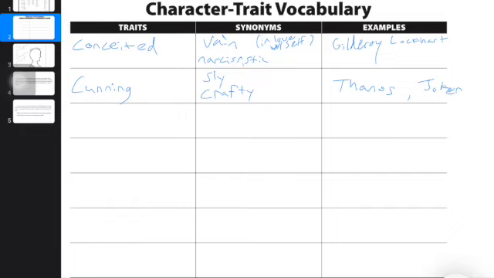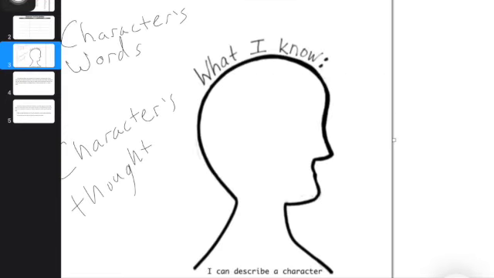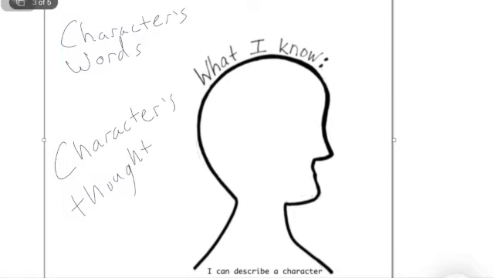Okay? So those are a couple of character traits that we're looking at. And I think this week we're going to add to this as we go forward for every mini lesson, just so you guys can get an idea and build up that character trait vocabulary. So then, for the last bit of this lesson, I want to look at describing a character and what that means for you guys.